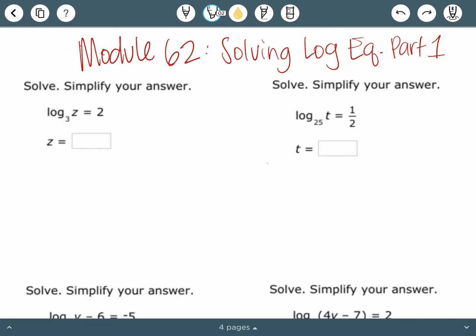Hey guys, we're back with Module 62, which is solving log equations. This is going to be any equations that you see that start with a log in it.